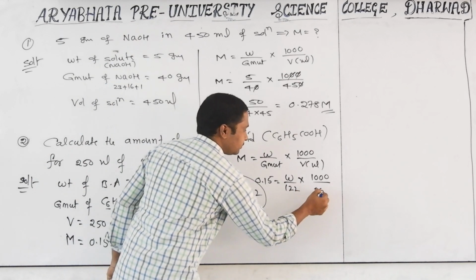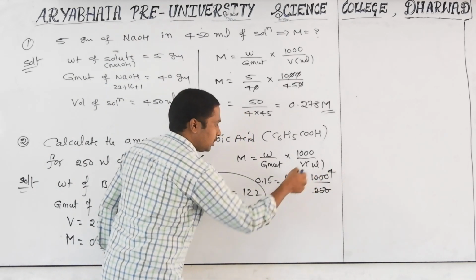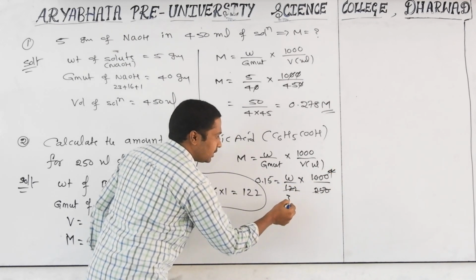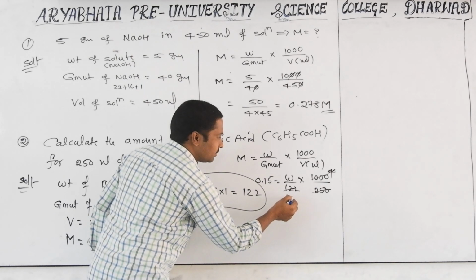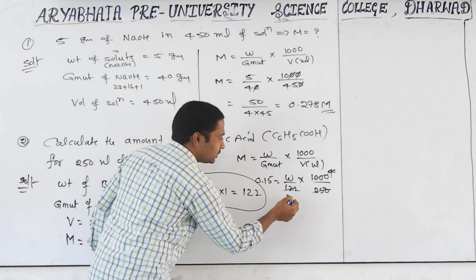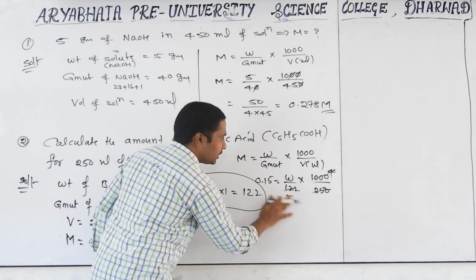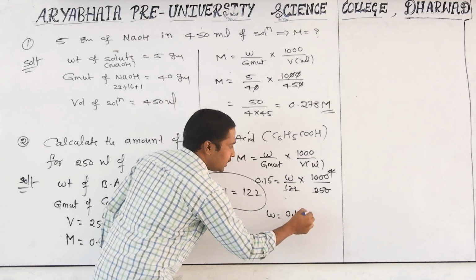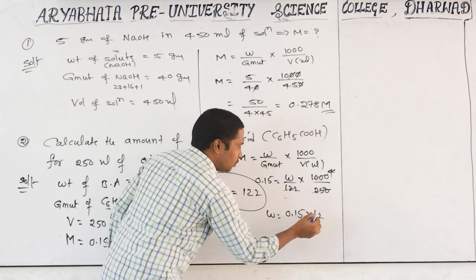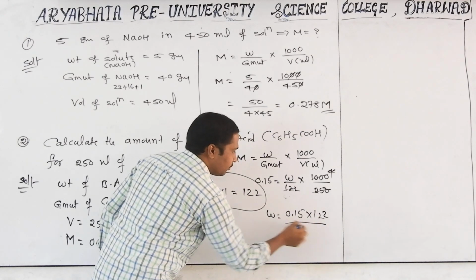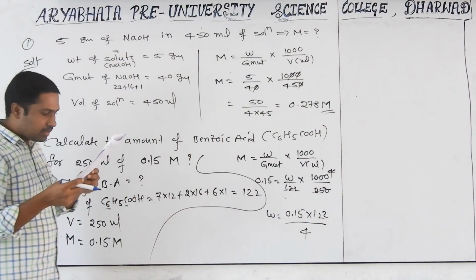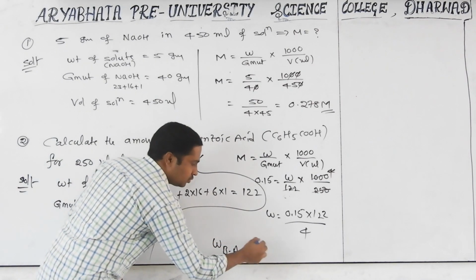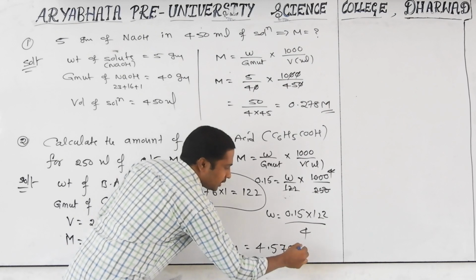The volume is 250 ml. Simplifying 1000 by 250, we get 4. Then weight equals 0.15 into 122 by 4. You check, your answer is 4.575 grams. The weight of benzoic acid is 4.575 grams.